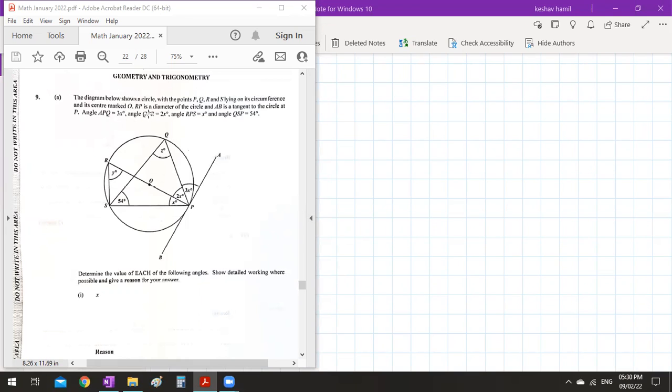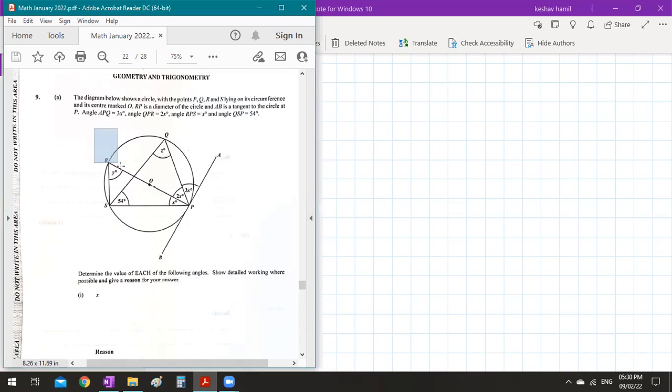Angle APQ is 3x, angle QPR, that's up here, is 2x, and angle RPS is equal to x, and the angle QSP, so Q to S to P, is 54 degrees. So they give us this one angle here. Determine the value of each of the following angles, show detailed working where possible, and give the reason for your answer.